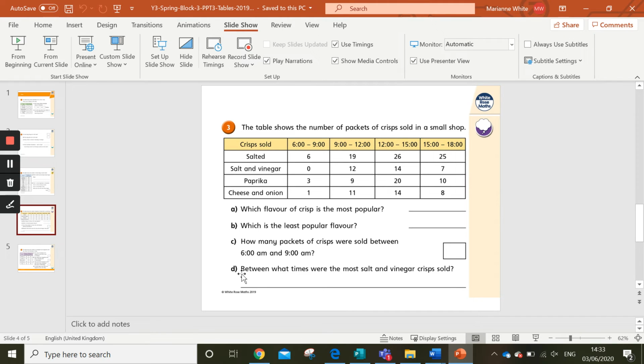And then for the final question, it says, between what times were the most salt and vinegar crisps sold? Remember, you would need to go back to your table, look at the salt and vinegar row, and see at which time were the most amount of crisps sold.